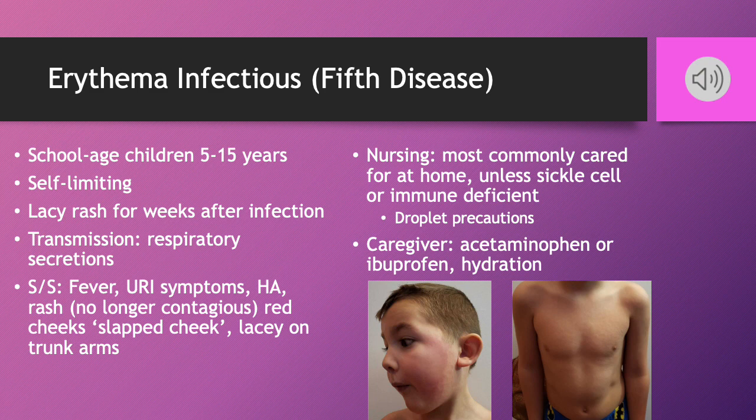arms. Typically, it's cared for at home, but sometimes if the client has sickle cell or an immune deficiency, they will be inpatient in the hospital. And at that point, you'd want to make sure that the client is on droplet precautions to avoid the spread to other patients in the hospital. When it's cared for at home, the role of the nurse is really to provide education to the caregiver. And at this stage, it's simply just to administer antipyretics, so sometimes Tylenol or Motrin, to make sure that they stay hydrated and keep them comfortable.